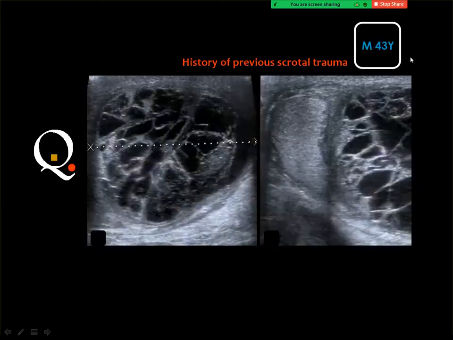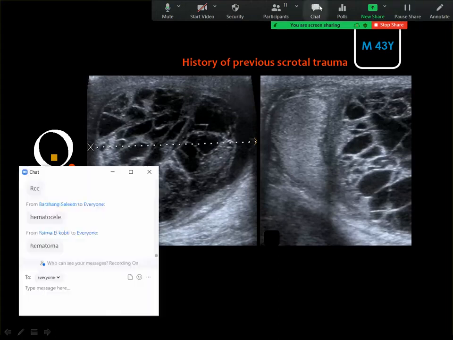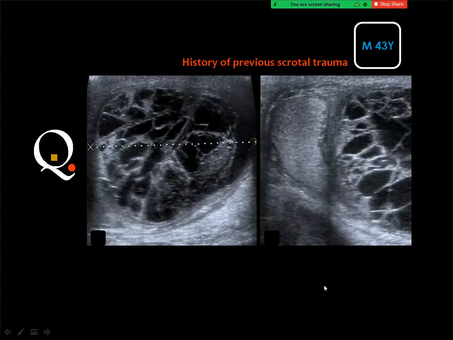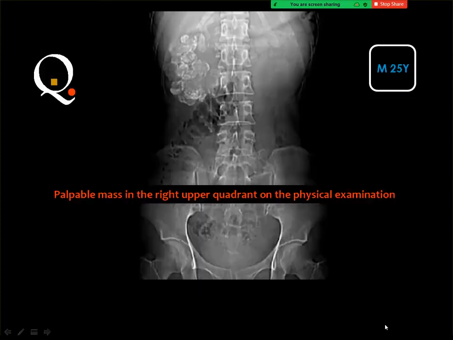Then this is a male patient, 43 years old, with a history of a scrotal trauma. This is a classic appearance, of course. Yes, and this is a hematocele or scrotal hematoma with the classic appearance of internal septations.